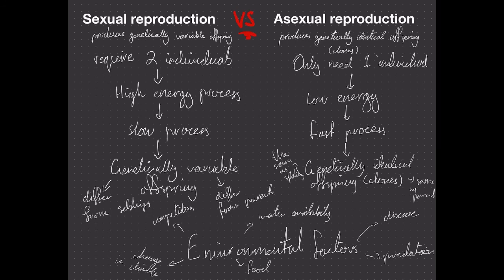Okay, let's run through it. Asexual reproduction is faster. Okay, it requires one individual. It's low energy, but we get clones. Massive risk.